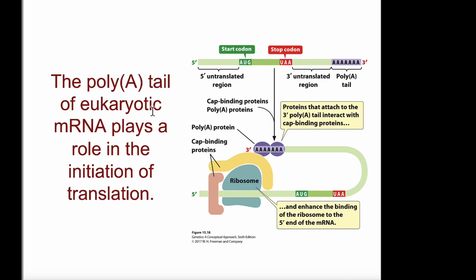All right, so here you have in a eukaryotic cell, okay, you have the start codon, you have the 5' untranslated region. Remember, we have the 5' cap that also plays a role in the initiation of translation, in part because it has the cap binding proteins that help with the initiation of that process.